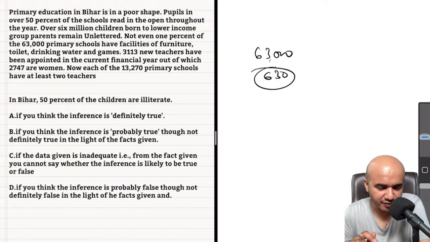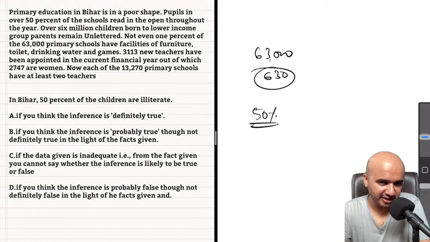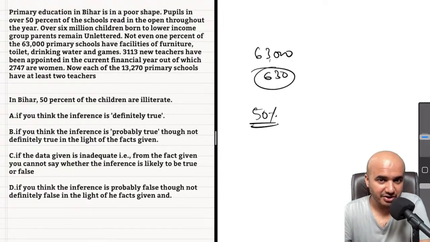So here they say 50% of the children are illiterate. Where in the question have they mentioned that 50% of the children are illiterate, or have they even hinted at that? If they had hinted, we can say probably true. But here there is no mention of that. We cannot even say probably false. Why do we know that it is probably false? We do not know. Is there any statement in the passage which is contradicting this particular inference? There is no such statement. So we don't even know that.